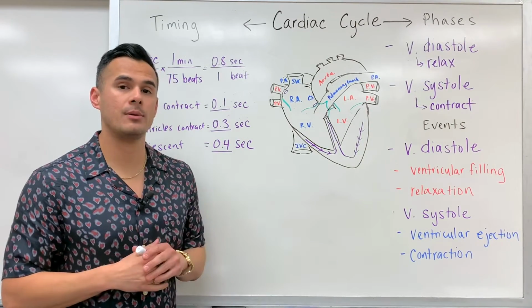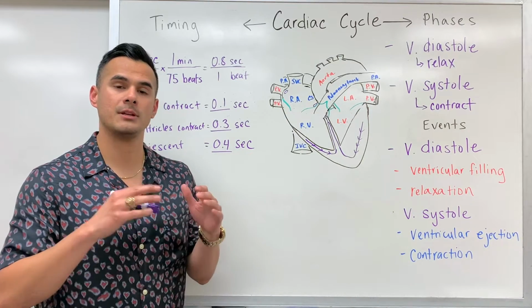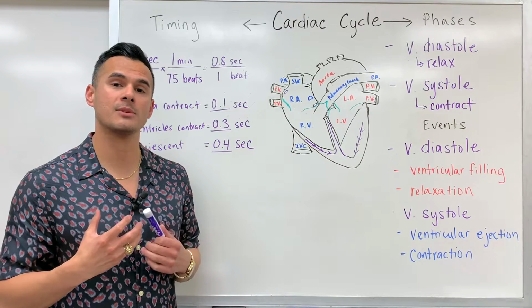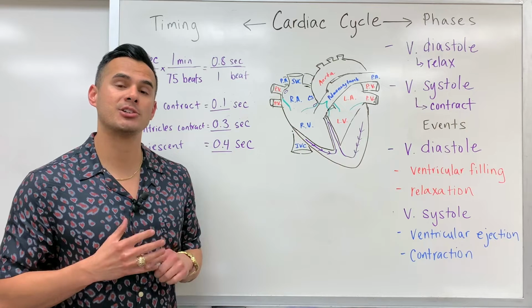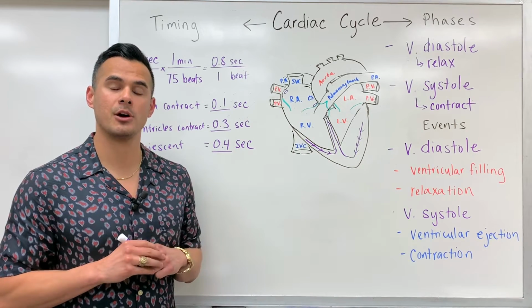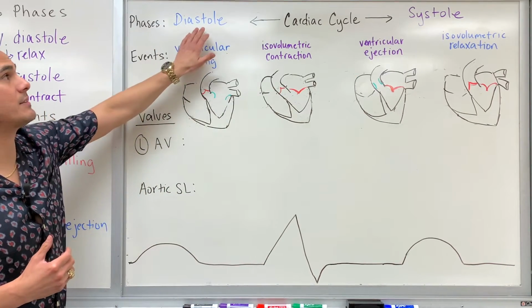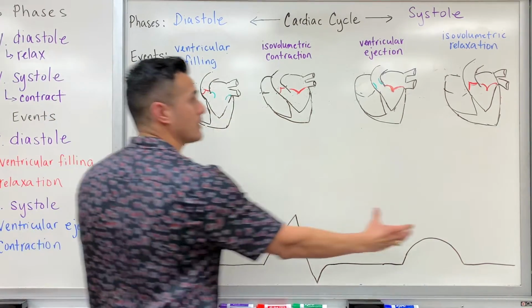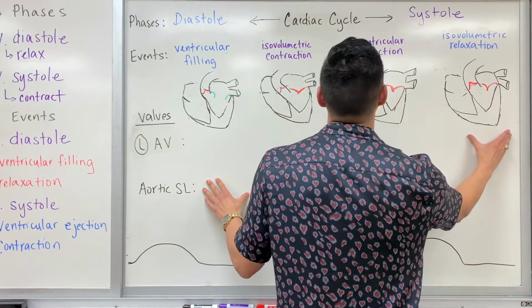So now that we have a basic understanding of the pathway of blood flow through the heart, and the coordination of the events that must occur for the heart muscles to contract and relax, let's take a look at the different changes in pressure and volume, which relate to the opening and closing of the valves within the heart. Once again, there are two main phases here. You have diastole, which is whenever the ventricles are relaxed. So you have it here as well as here, during ventricular filling as well as isovolumetric relaxation.